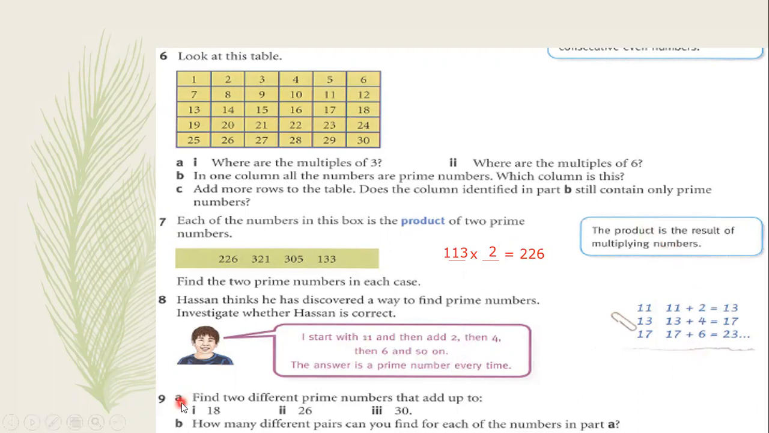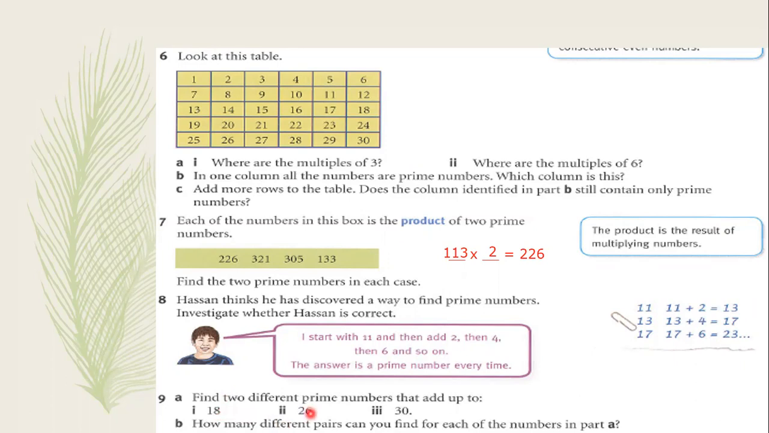Find two different prime numbers that add up to 18. Which two prime numbers? It's so easy. You just write here 11 plus 7, so it is equal to 18. Two different prime numbers, yes.